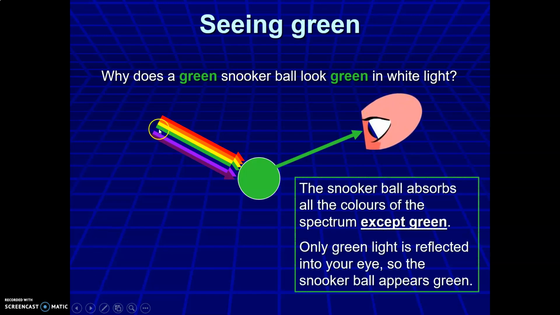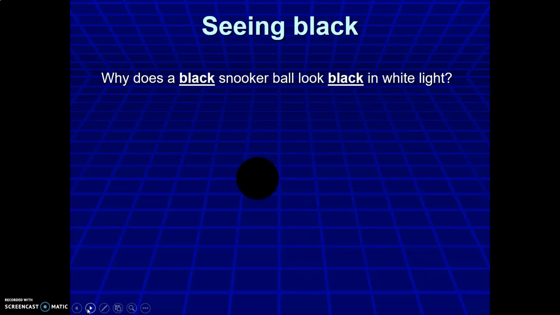Wow, so the spectrum colors fall on the object. It's absorbed except only green is reflected, and that's why we can see it green. But what about black? How can you see black? It's the same idea, only one small difference.